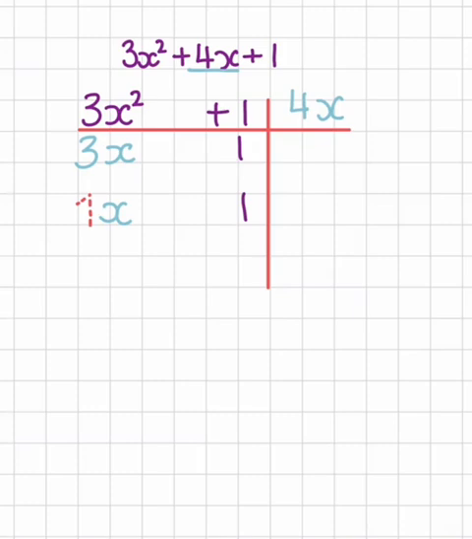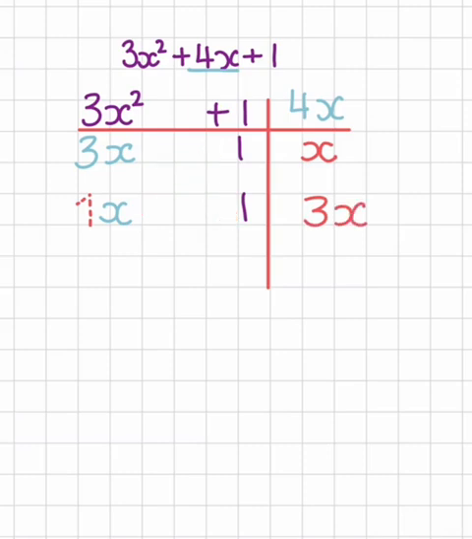From here, we then need to cross multiply. If we cross multiply, we land up with x multiplied by 1. But wherever that arrow is going to, that's where you write it down, so it corresponds at the top. Then 3x multiplied by 1, you're going to land up with 3x. So that's a cross multiplication.